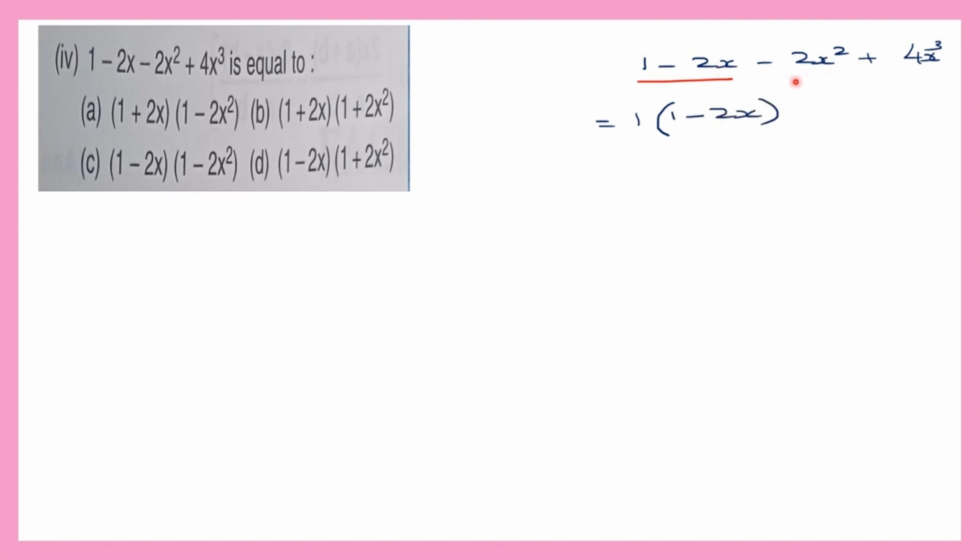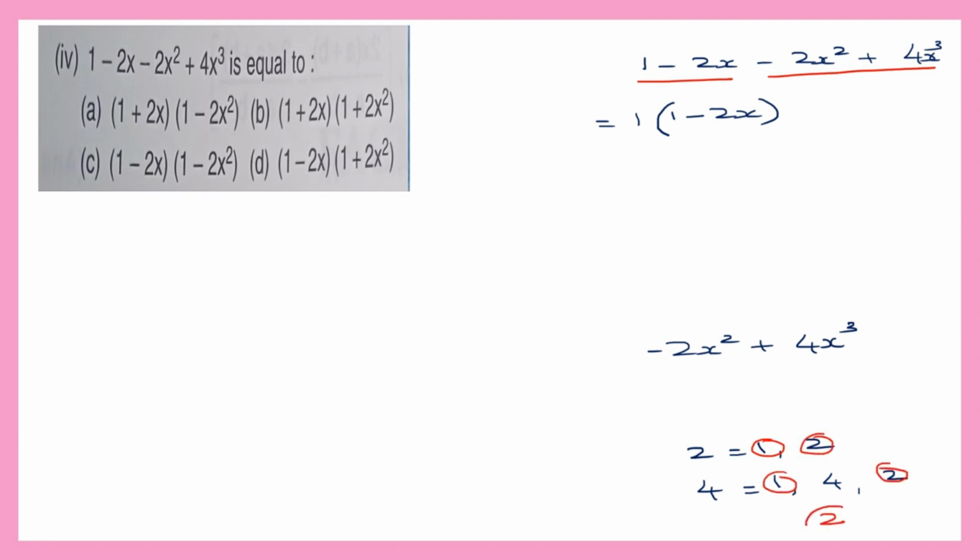Now let's look at the second part. So here the second part is minus 2x square plus 4x cube. Let's write that. Minus 2x square plus 4x cube. Look only at the numbers 2 and 4. Now which is common? What are the factors of 2? 1 and 2. Take the next number 4. What are the factors? 1 4s are 4, 2 2s are 4. Now what is common? 1 is common, 2 is also common. Which is the highest common factor here? The highest common factor is 2.